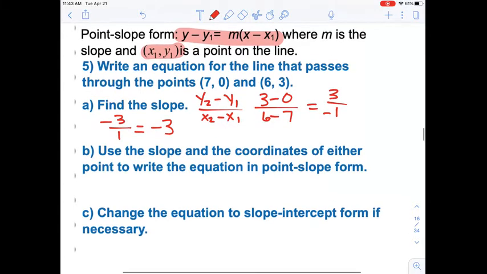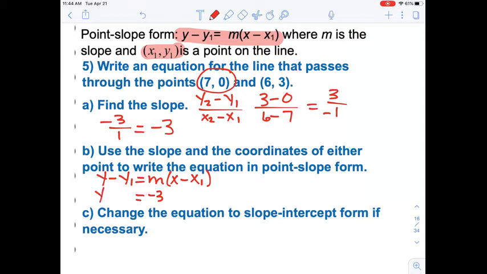B, use the slope and the coordinates of either point to write the equation in point-slope form. So I'm going to use this equation y minus y1 equals m times x minus x1. My slope is m, so that's going to be negative 3. And then we just pick one of the points to use. So I'm just going to use 7, 0. You could also use 6, 3 and you get the same answer.